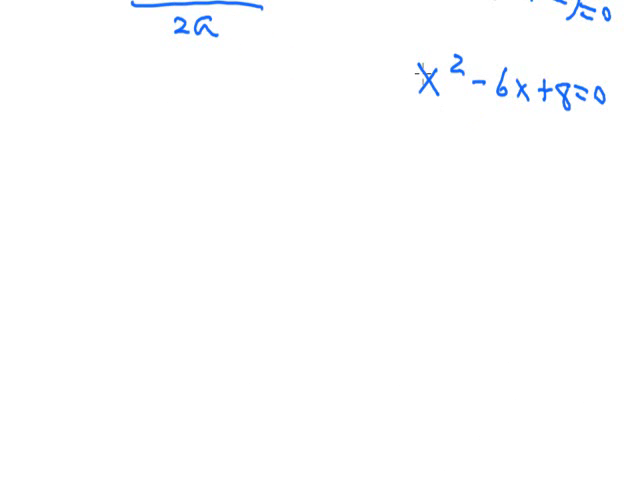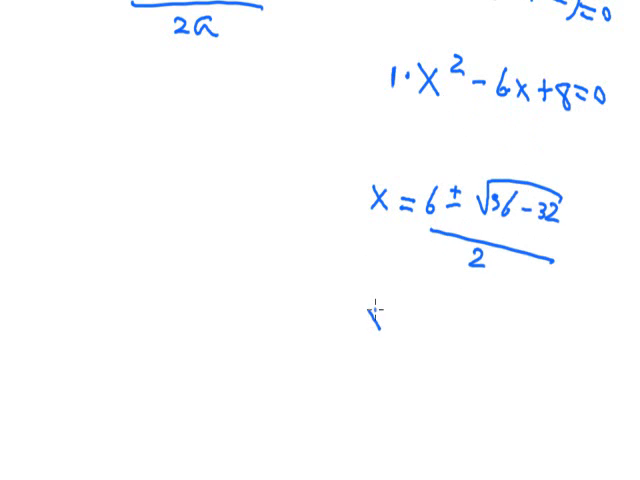So let's go ahead and do that. Let's plug in our a, which is 1, our b, which is 6, and then our c is 8. So the x's that satisfy this equation are 6 plus or minus the square root of 36, that's b squared, 6 squared is 36, minus 4 times a, which is 1, times c, which is 8, that's 32, all over 2. Now 36 minus 32, that's just 4, and then the square root of 4 is just 2.